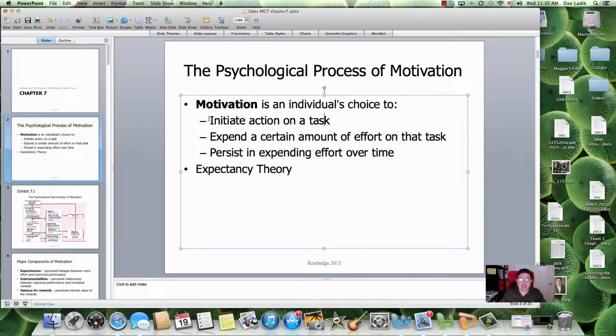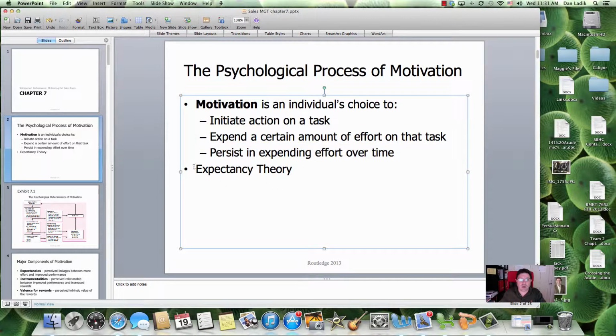So the individual decides to take action on a task or initiate action on a task, and decides how much energy they will expend on a task. Now, depending on what you think a task is worth, you may not give it 100%. You may not drop certain things to get something done. You may get to it when you get to it. And also motivation is persisting in expending effort over time. And this is the construct grit that I'm really interested in.